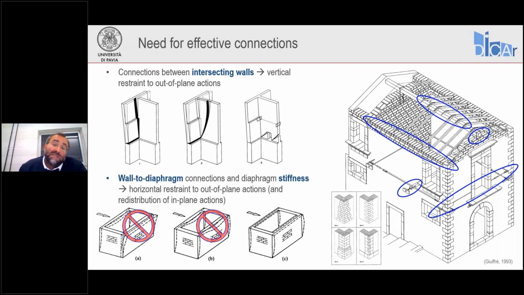And to do so, there are several options that we will see, but they mainly include connection between joists, between rafters, between beams and the walls, and also improvement of the connections within the diaphragm, within the floor members, and additional elements to increase the in-plane stiffness and strength of these diaphragms.